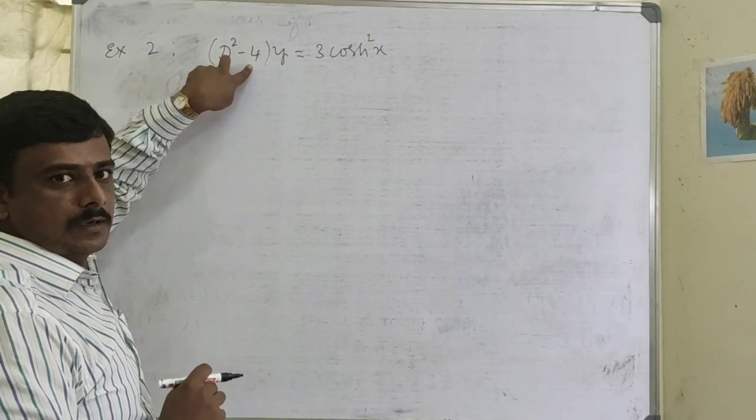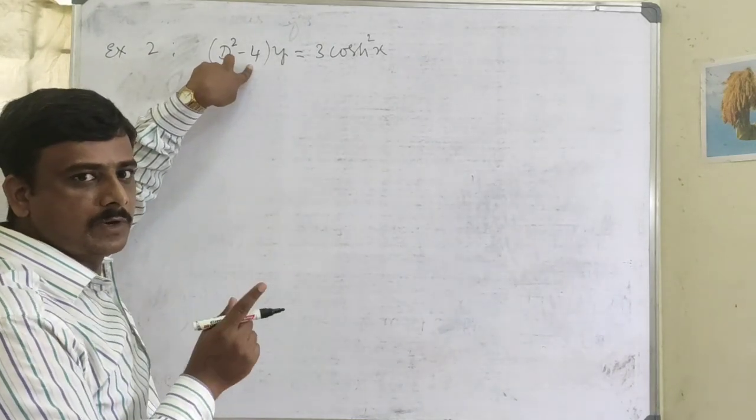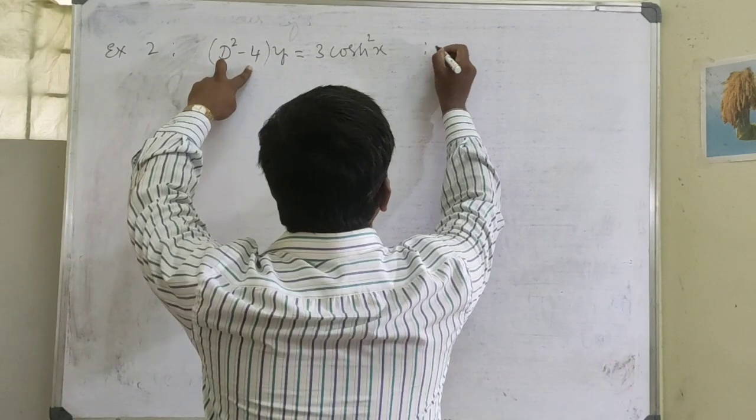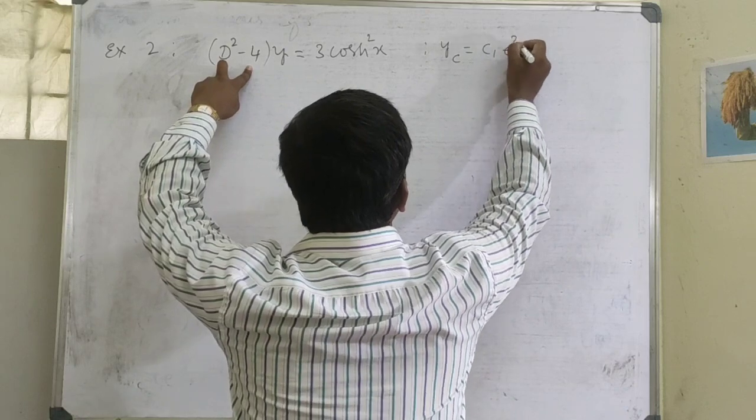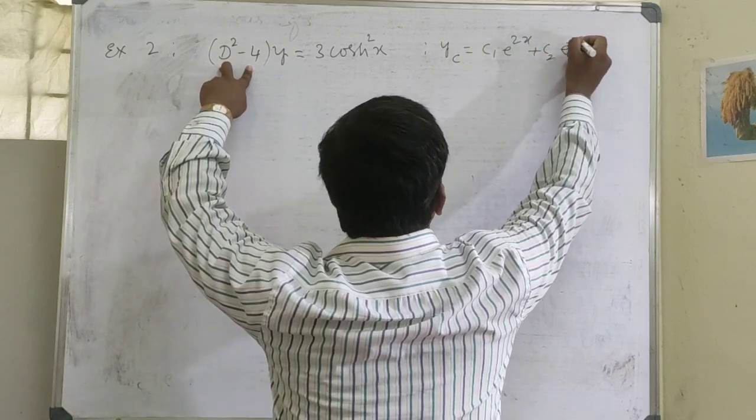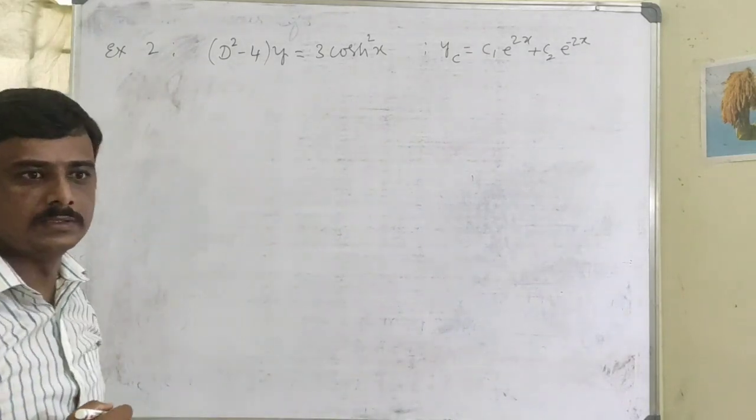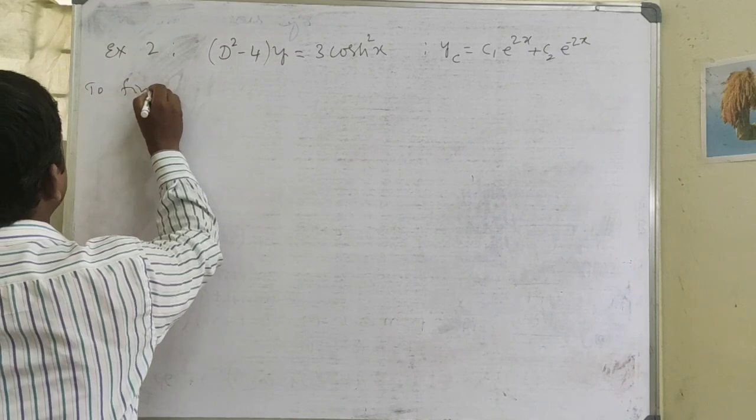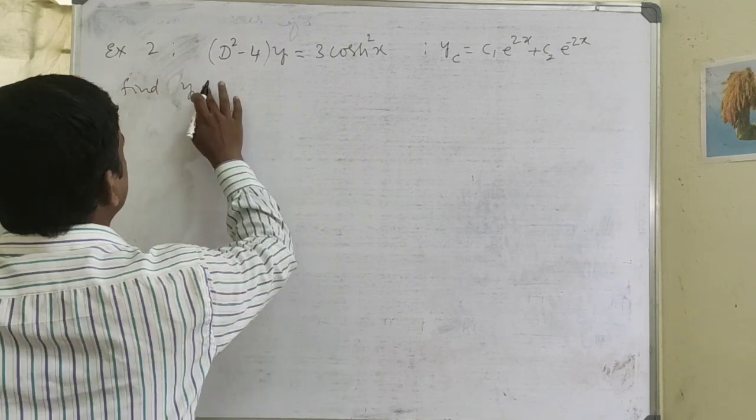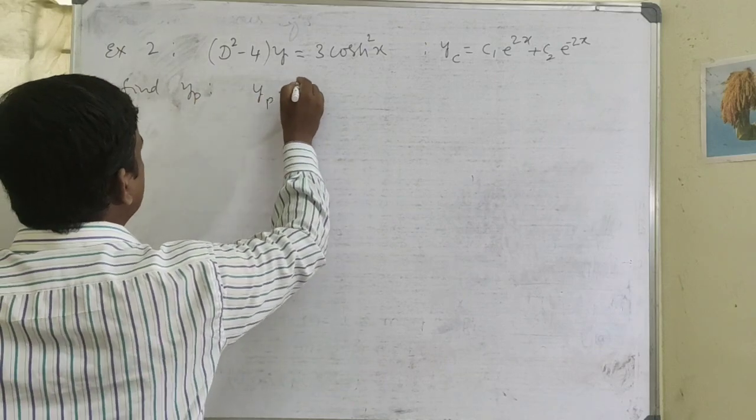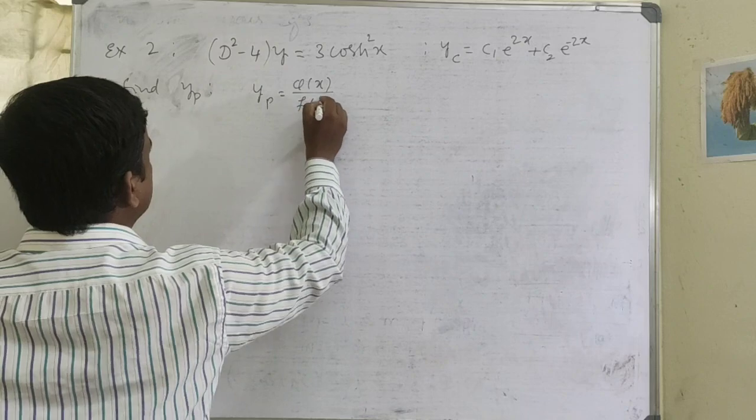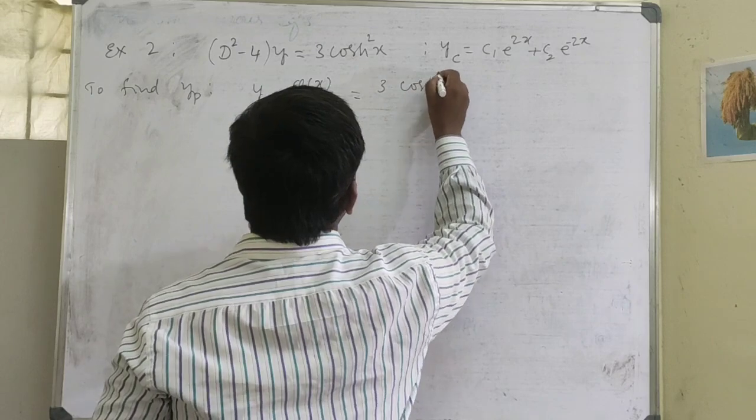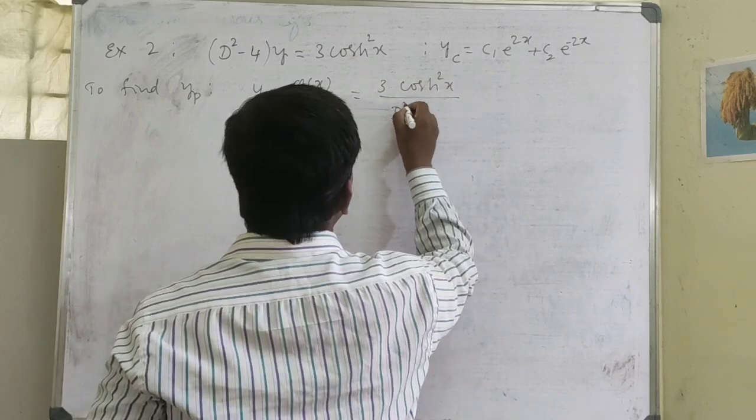So here the corresponding auxiliary equation is m square minus 4 equal to 0. So m square equal to 4, m equal to plus or minus 2. So yc I can write directly: c1 e power 2x plus c2 e power minus 2x. That is yc. Now to find yp, the general formula is yp equal to phi of x divided by f of d. So here it will be 3 cos h square x divided by d square minus 4.